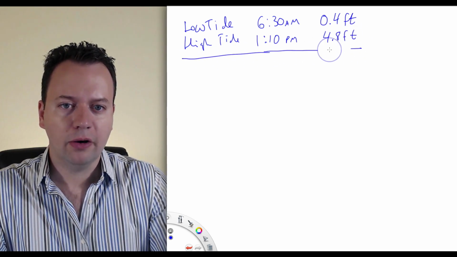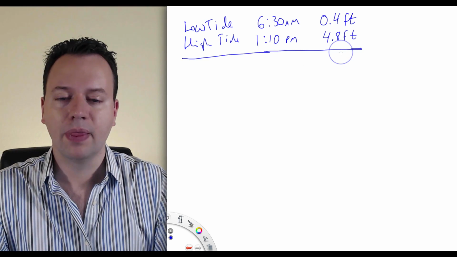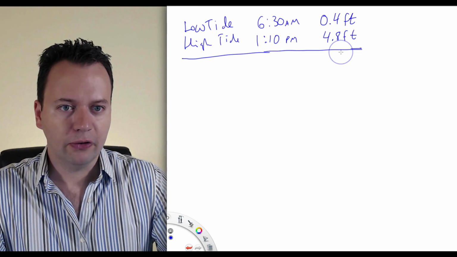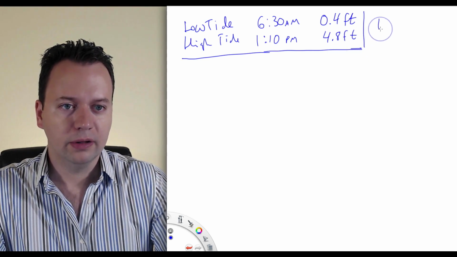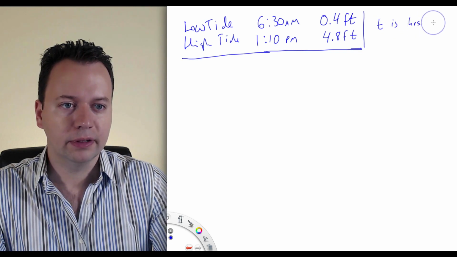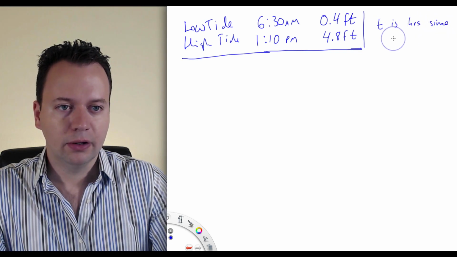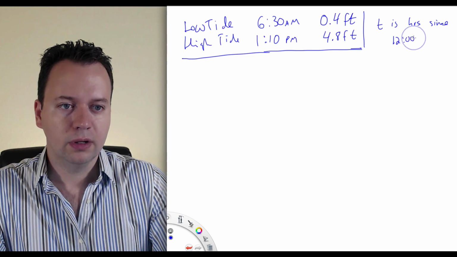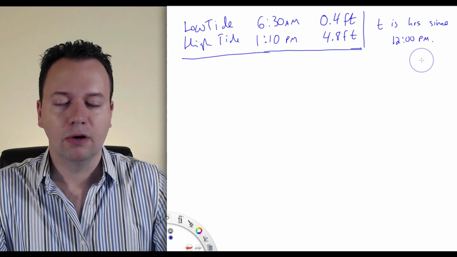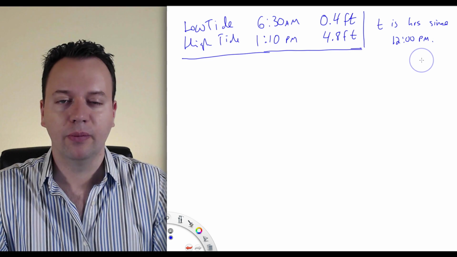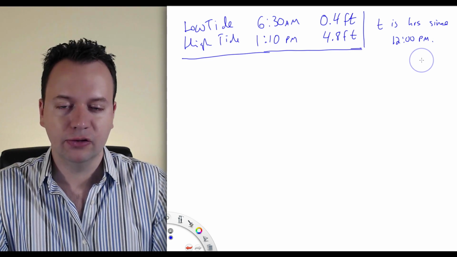And we want to model this as a trigonometric function. Also, we want to model it where t is hours since noon, 12 o'clock p.m. So 11 o'clock a.m. would represent t is equal to -1 and so forth.